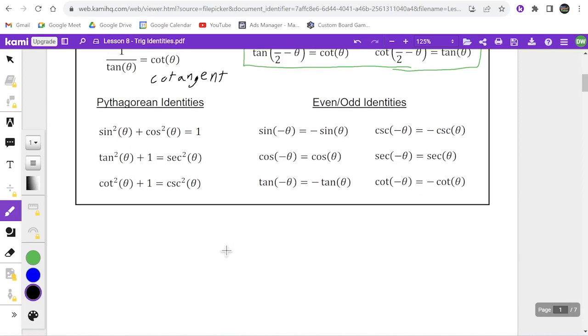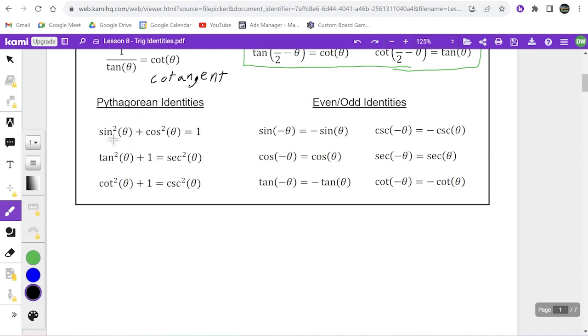Next are the Pythagorean identities. These are 3 very famous, probably the most famous identities, especially this first one. Sine squared plus cosine squared equals 1 is one of the most famous identities in all of pre-calculus. Again, it doesn't come until like the end of the year, but once you see it the first time, you're going to see it like 5 to 10 more times each week when you're in pre-calc. And then you're just going to have to memorize these 3.